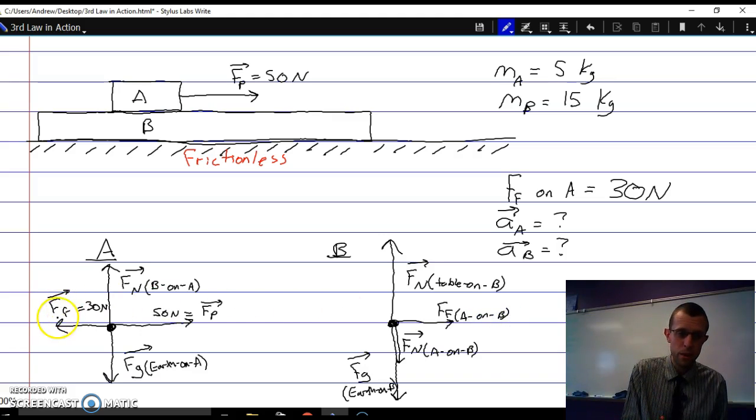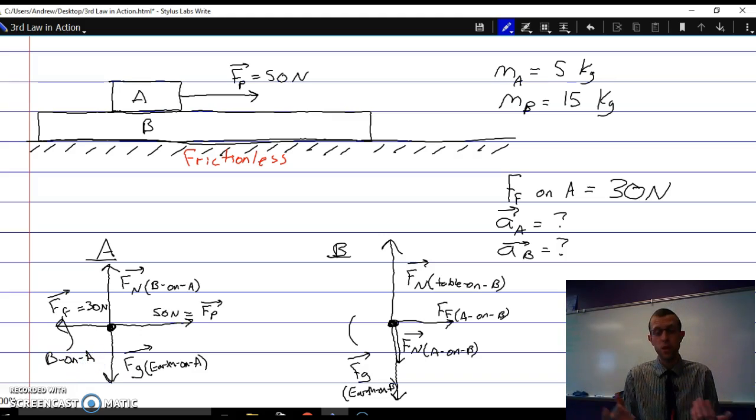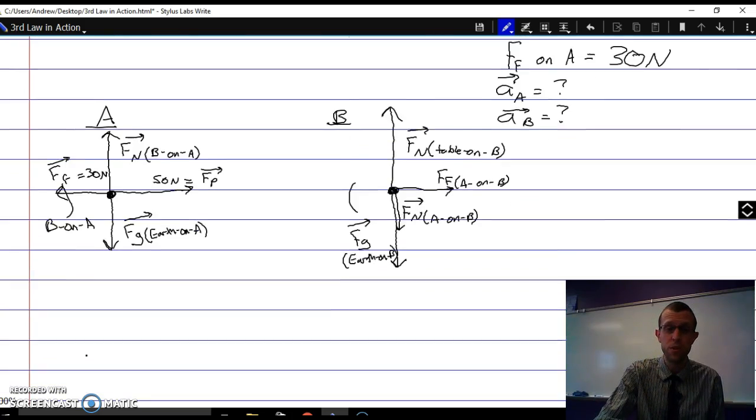And I didn't label that over here. This is the force of friction. Oops. This is the force of friction from B on A. B is pushing on block A or interacting with block A, and A is interacting with block B. Okay, so now we can start setting up some equations for these things.